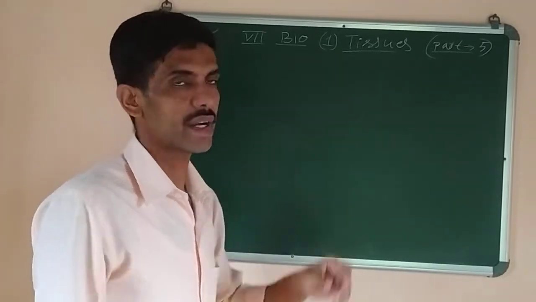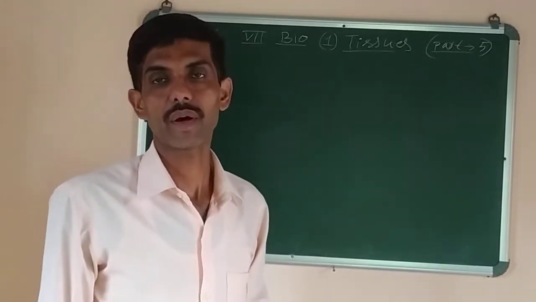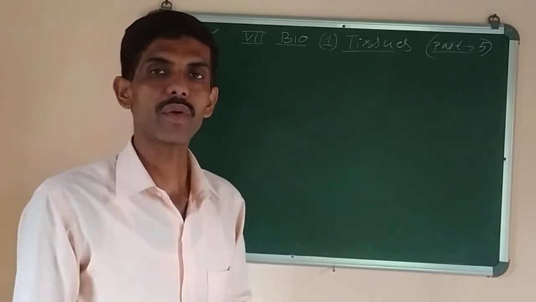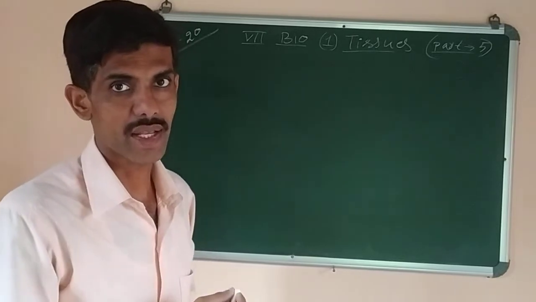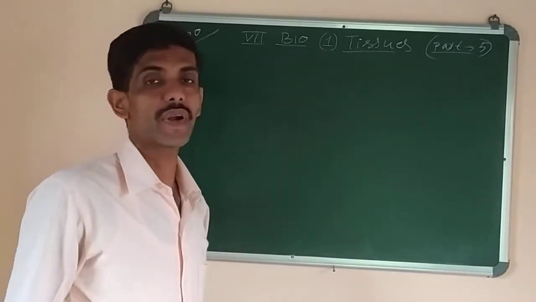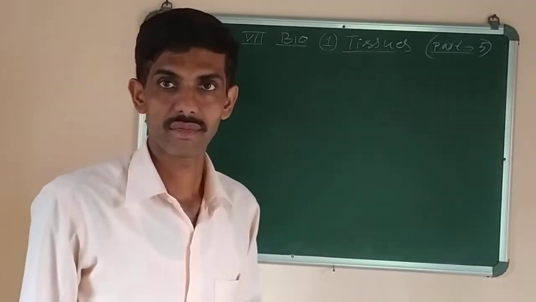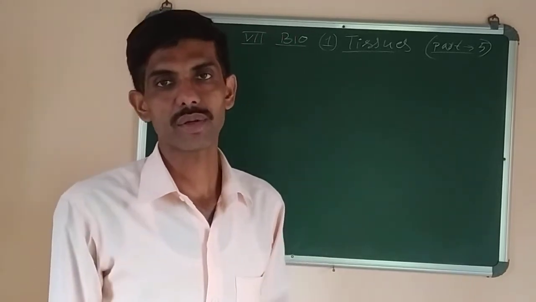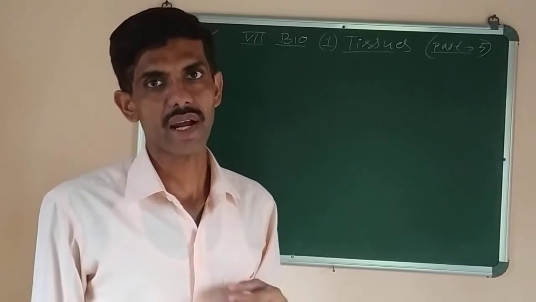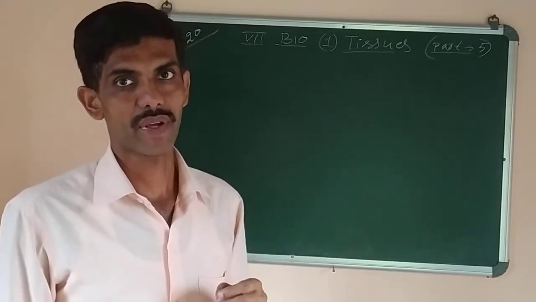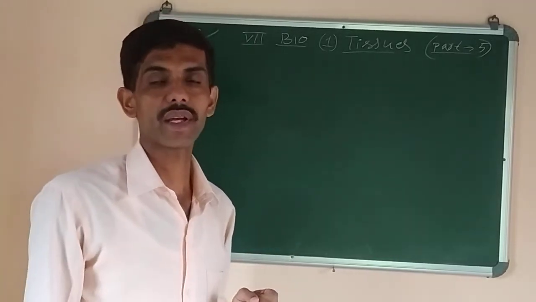Since we had already started the first chapter, tissues, we completed the plant tissues and then we had started the animal tissues. So you remember in the previous class, we studied that 4 different types of animal tissues are there. What are they? Epithelial tissue, connective tissue, muscular tissue and nervous tissue. So let's start with the second one. First one, that is epithelial tissue, was already completed.